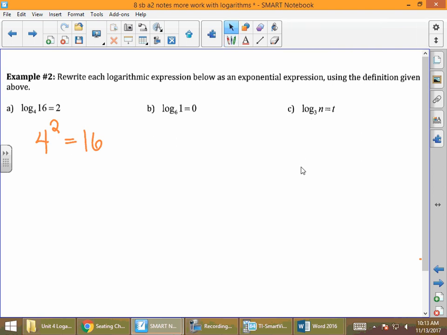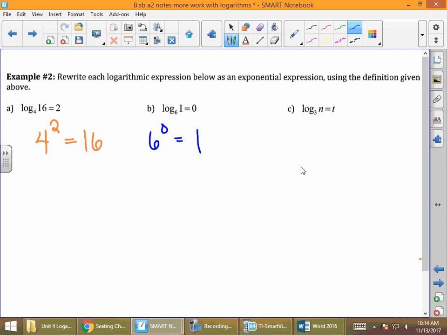Letter B. Log base 6 of 1 equals 0. Rewrite it with an exponential. It's 6 to the 0 equals 1. In both of those statements, A and B, 4 squared does equal 16, and 6 to the 0 equals 1. That gives us a good method to check.